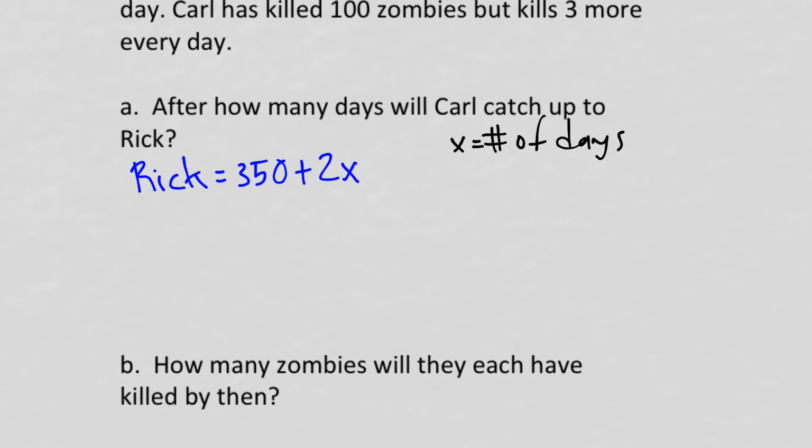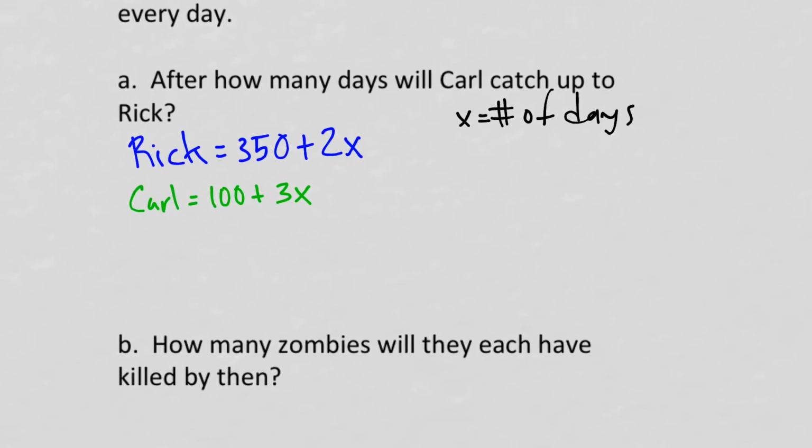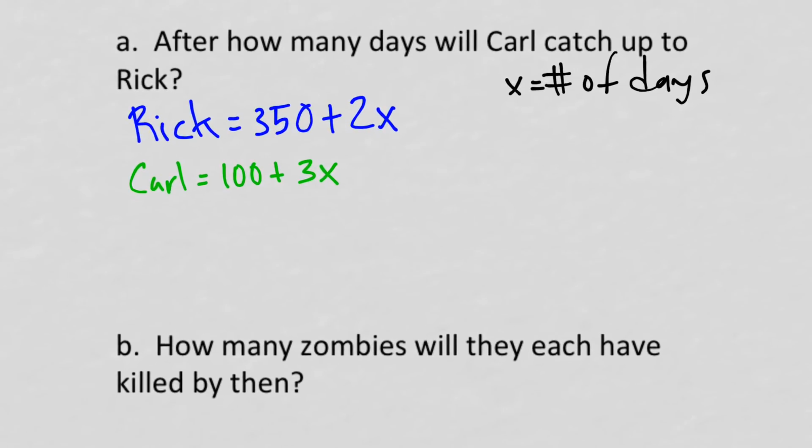Carl has killed 100, so Carl is 100, but kills 3 more every day, so plus 3x. The question A is, after how many days will Carl catch up to Rick? Meaning they will have the exact same number of zombies killed. So when will they be the same? Set them equal to each other.